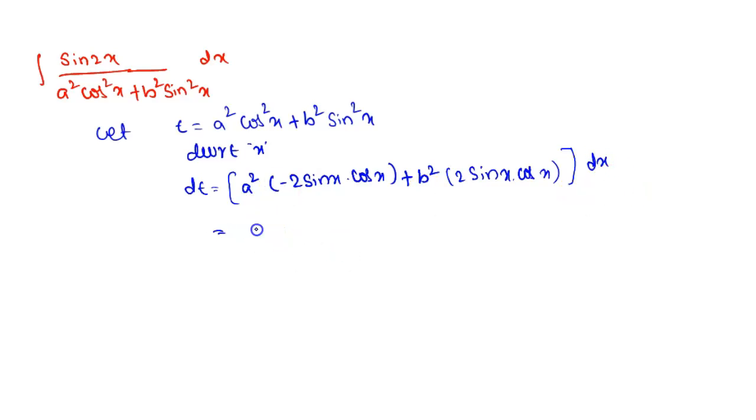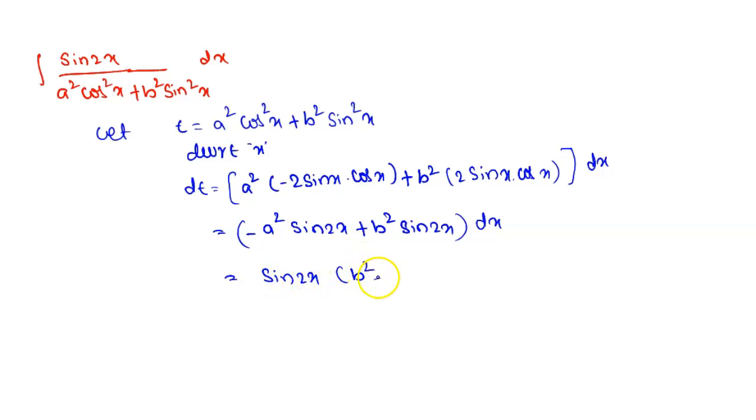So this is equal to 2 sin x cos x, which can be written as sin 2x. So minus a square sin 2x plus again b square into 2 sin x cos x, which can be written as sin 2x dx. So entirely I can take common sin 2x. This can be written as (b square minus a square) into dx. This is what here dt.